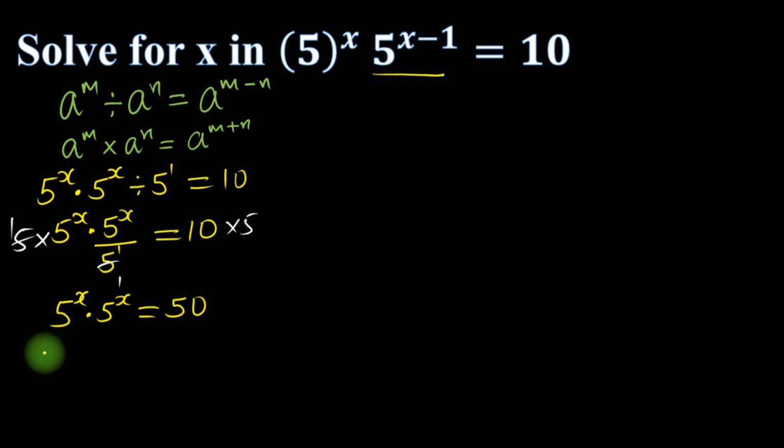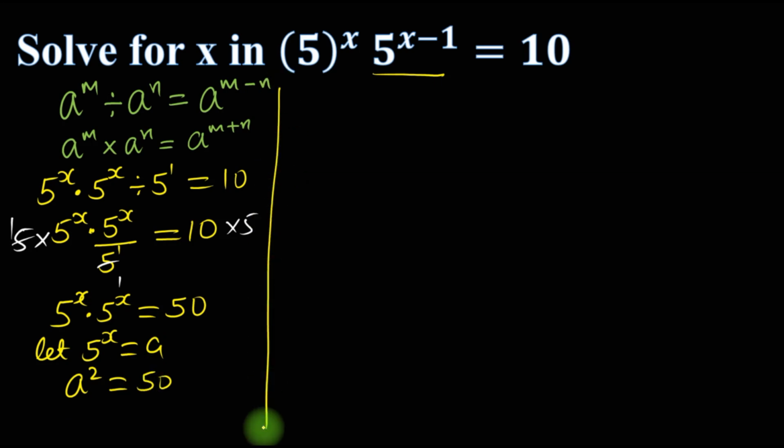So let us say 5 raised to x be equal to a. Therefore, in our equation here, we shall have a times a, which is a squared, will be equal to 50. Therefore, a will be the square root of 50. So let me leave it at that particular point.